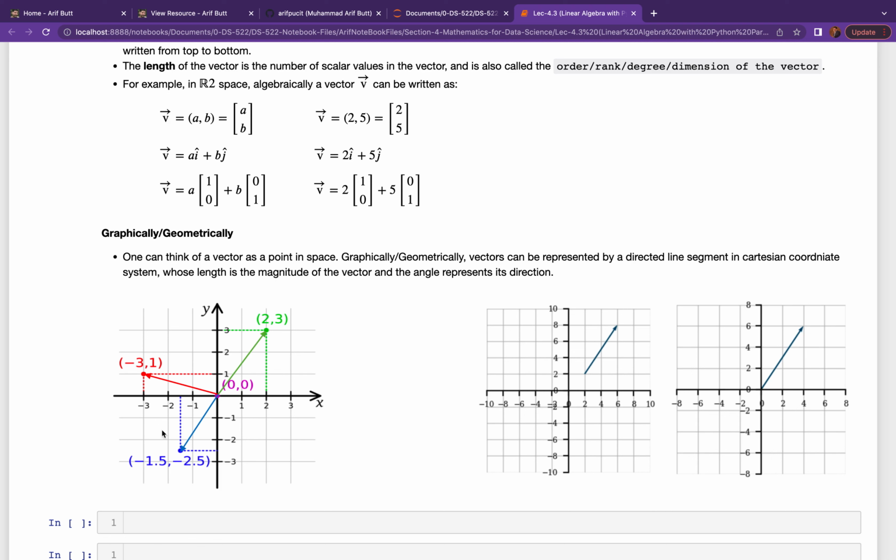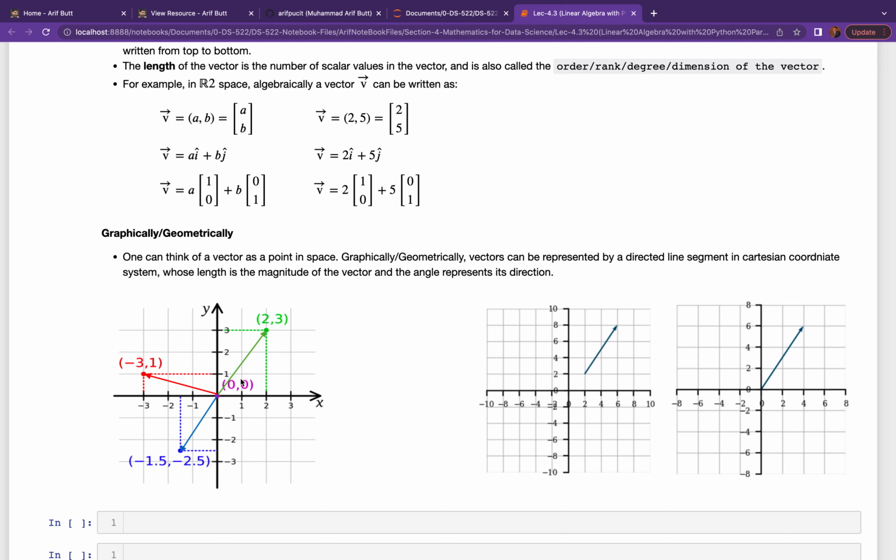Well, if you concentrate on this left figure, you can think of a vector as a point in space. Consider this vector represented by a green arrow, this point 2, 3: 2 units along the x-axis while 3 units along the positive y-axis. Graphically or geometrically, it is represented by a directed line segment whose length is the magnitude of the vector and the angle represents its direction.